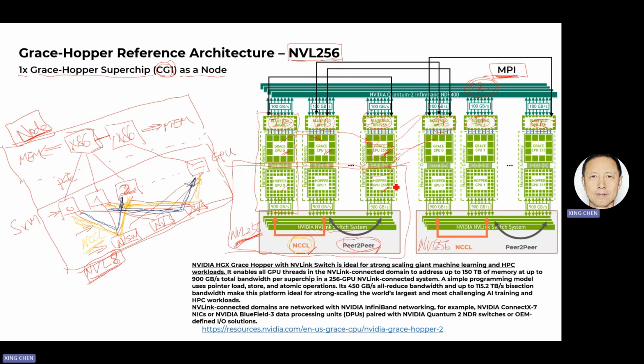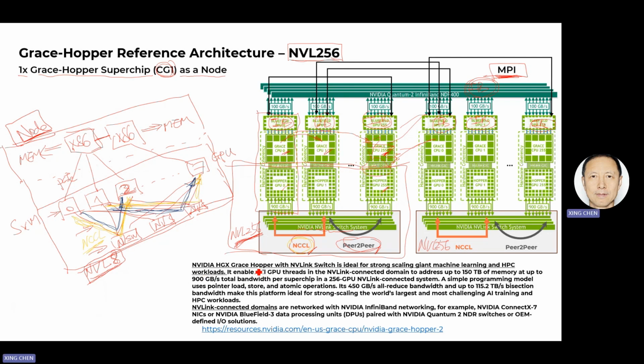So for Grace Hopper systems, for these huge systems, if you have an NVL domain that's not NVL1, you need to have the NICO and the peer-to-peer memory access. But at the same time, you also need to have this MPI communication library.